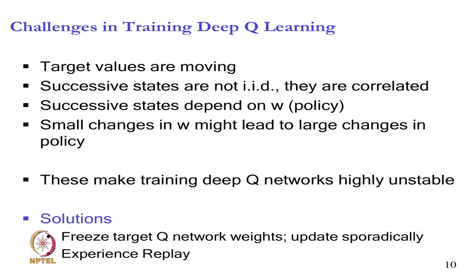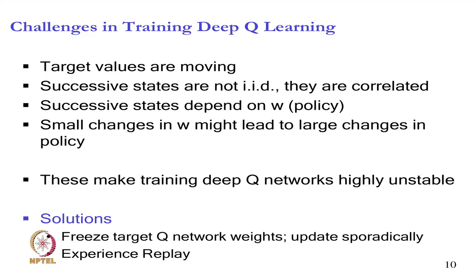So we will fix the target Q network by the previous set of weights. We will say the target does not move. Then we will come up with a new set of weights which minimize the Q learning loss. Then we will give this to the target and repeat the process. So that would be one solution.